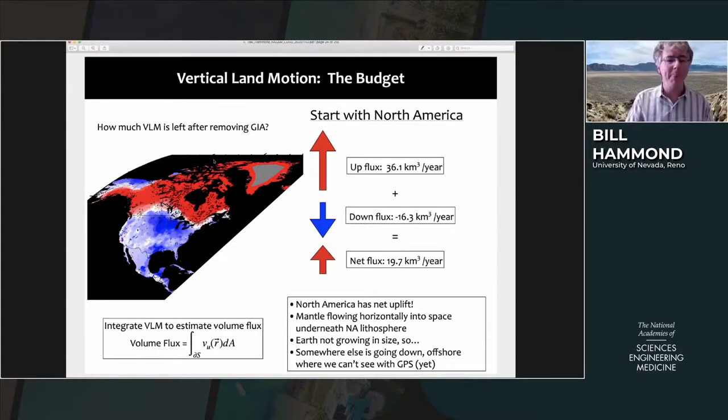So if we look at North America, we can see this huge uplift and subsidence from forebulge collapse, and we can integrate that vertical land motion field to estimate the flux of material that's rising in cubic kilometers per year under North America and how much is subsiding, and look at the balance of that. If you do that, integrating the up part of the field gives you 36 cubic kilometers per year, and integrating the down part throughout all of North America gives you minus 16 cubic kilometers per year. So there's actually much more up than there is down. The balance of that is about 20 cubic kilometers of net up.